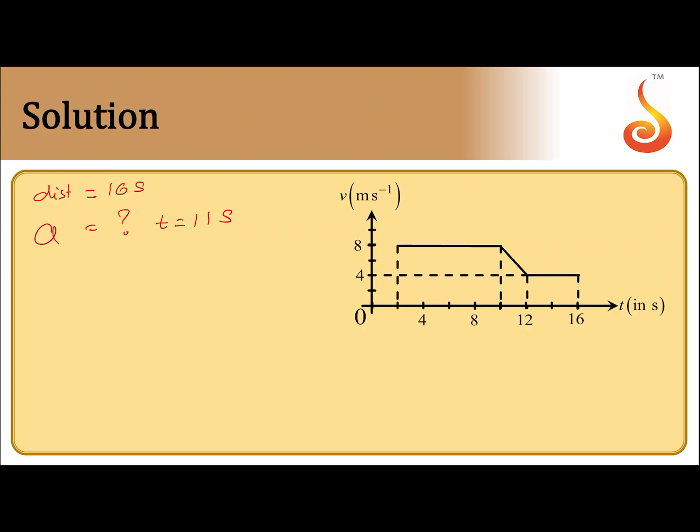So, here is the numerical problem which asks for distance travelled in 16 seconds. So, how to calculate the distance travelled? You know this. Distance travelled is equal to area. That's right. Distance travelled is equal to area. Now, if you look at it, we need to calculate the area of this part.